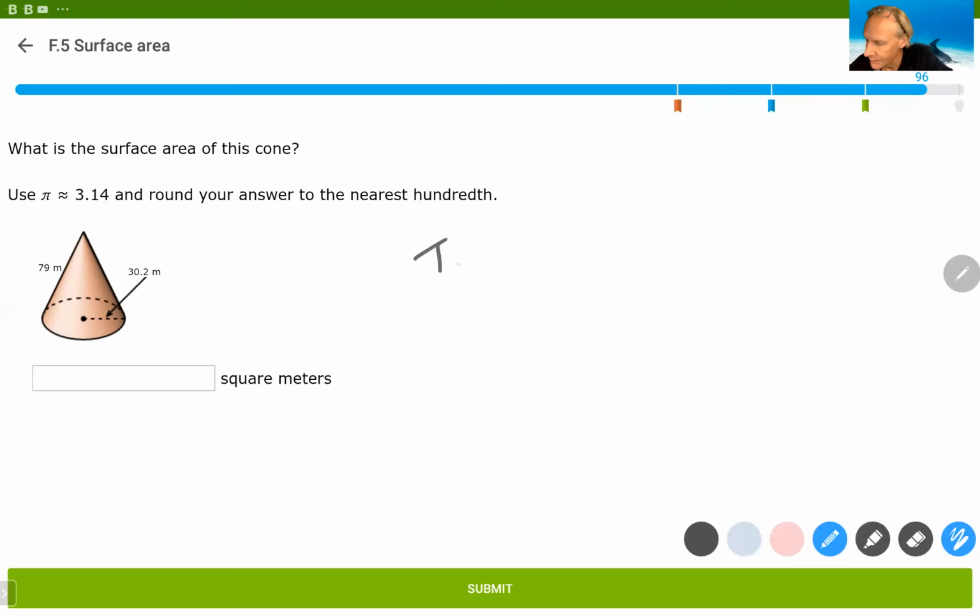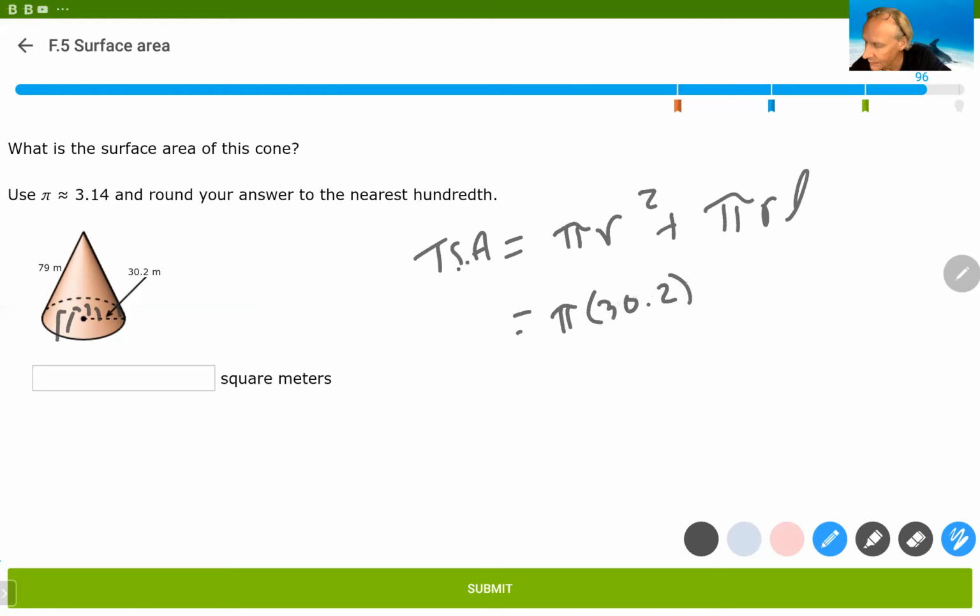So total surface area of a cone. Do you remember? Remember, it's the base, pi r squared. So the r, pi r squared. That's this base down here, plus pi rl. Kind of an easy one, actually. Really tough to derive, though. What is the surface area of the cone? It gave us everything we need. We've got the 30.2 meters, so it's pi times 30.2 squared plus the pi times the radius, which is 30.2, times the 79, and we get an estimate.